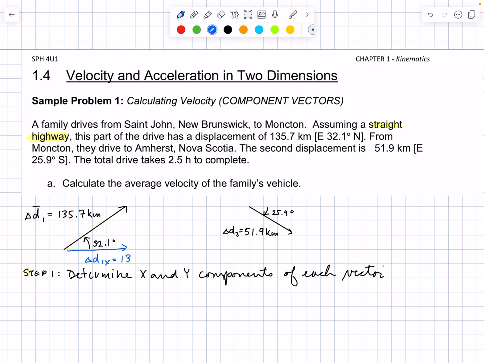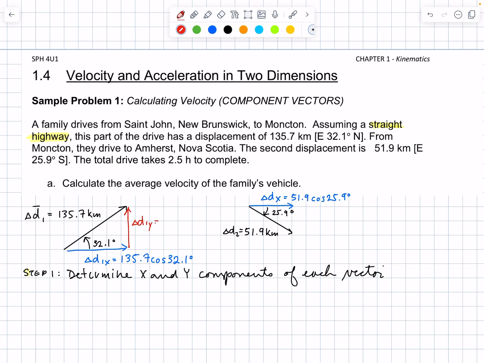So this becomes 135.7 cos 32.1 degrees. The x component of delta D2 is again the adjacent with respect to the hypotenuse and the angle. So it would be 51.9 cos 25.9 degrees. Let's look at the y components.